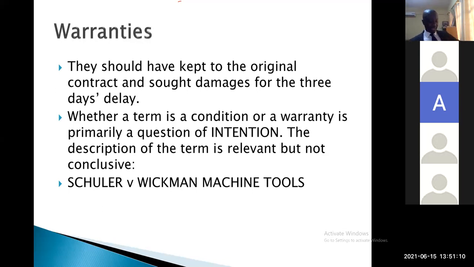And the case for us to remember is the well-known case of Schuler v Wickman Machine Tools, in which the court emphasized that it is the intention of the parties rather than the description which they have given, which is really important.